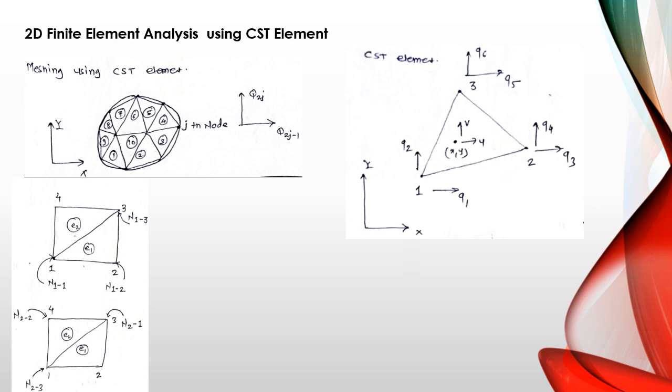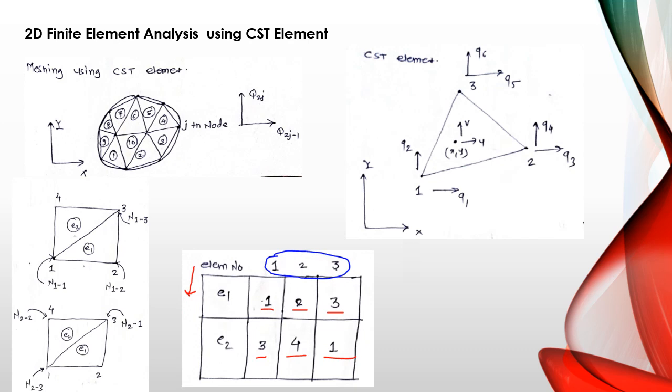Nij represents local node number j of element i. This table shows relation between global and local node numbering. It is called element associativity table. The nodes encircled with blue ink are local nodes, and the numbers underlined with red ink are global node numbers.